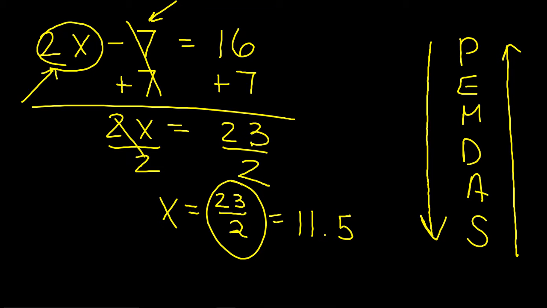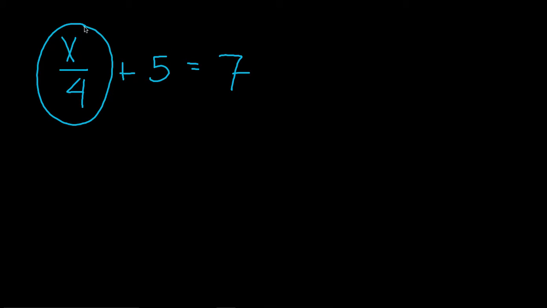Let's take a look at another question. Let's take a look at something like x over 4 plus 5 equals 7. Easy enough question here, right? I've got two operations again. This time I have division and addition. The x over 4, those things are pretty stuck together, so we're not going to deal with those things first. We're going to take care of the easiest thing we can, and that's the plus 5. That plus 5 right there.